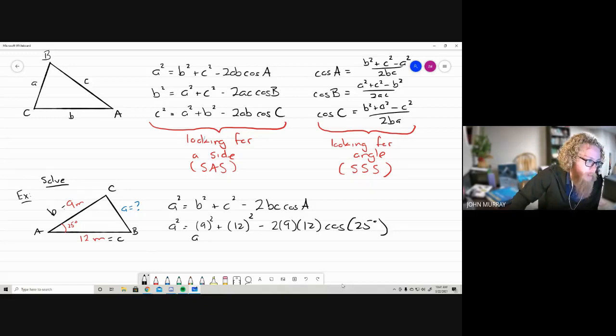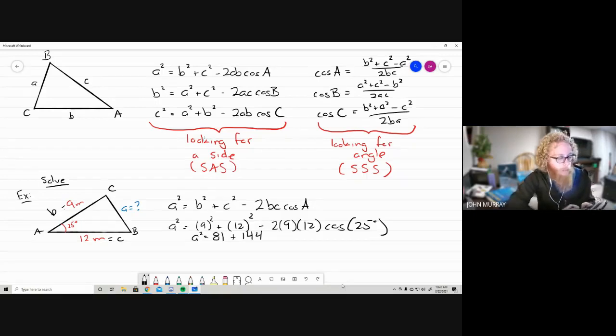So the 9 squared gets me 81. The 12 squared gets me 144. I'm not expecting you to remember this, so I'm just going to type in 2 times 9 times 12 times the cosine of 25. Let me make sure I'm in degree mode. Yep.